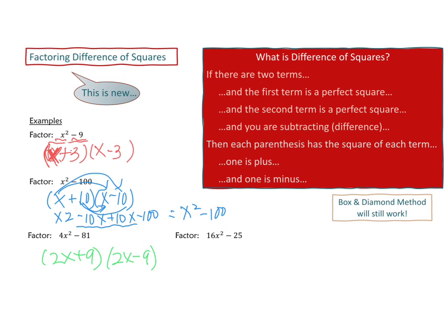And hopefully what happened was you asked yourself, what is the square root of 16? And you knew that that was 4. And you knew that the square root of x squared was x. So the first term is going to be 4x. What's the square root of 25? Well, hopefully you told yourself it's 5. And you wrote down a plus 5. And then you wrote down a 4x minus 5. If you did that, pat yourself on the back. Congratulations. 4x plus 5 times 4x minus 5 multiplied out will equal 16x squared minus 25.